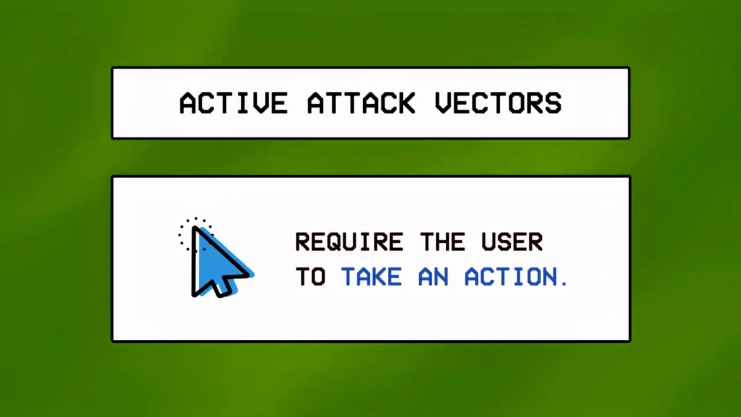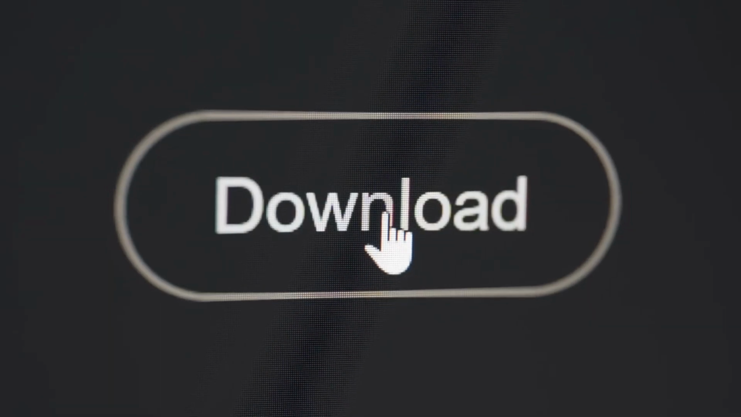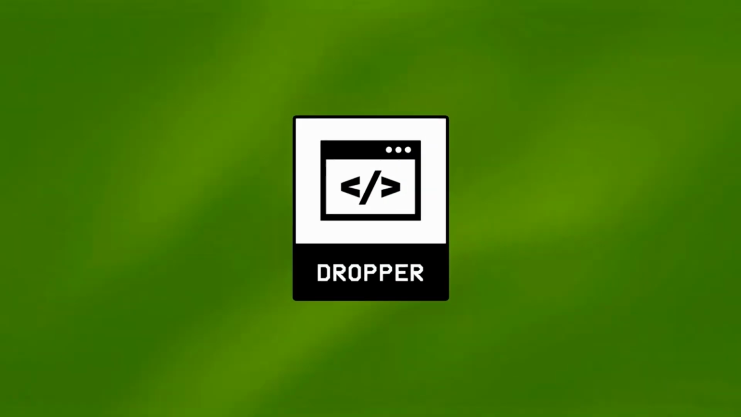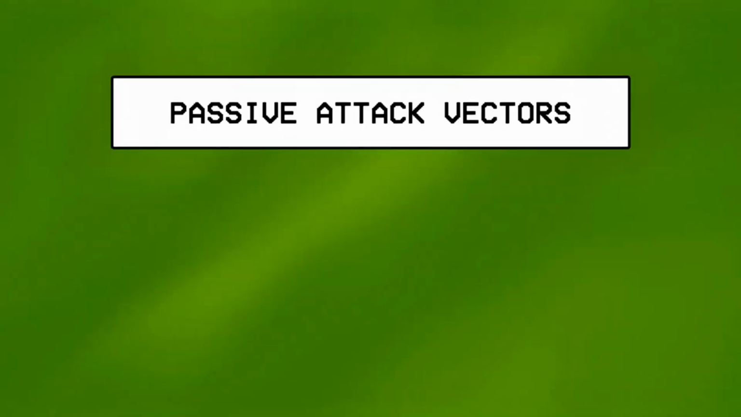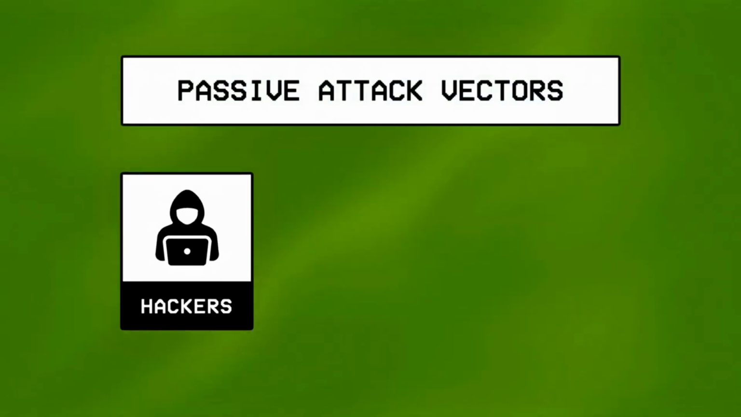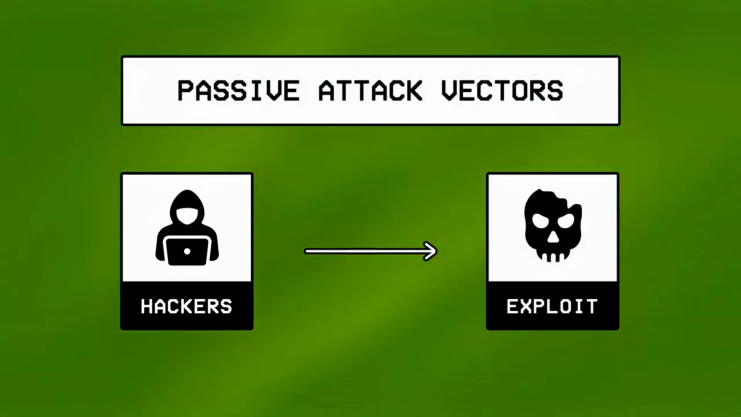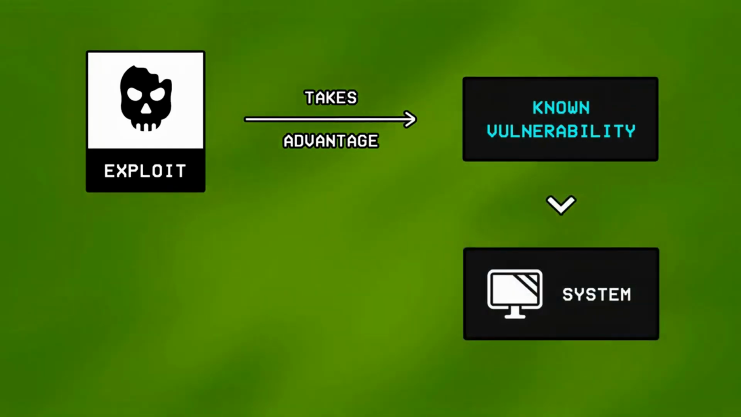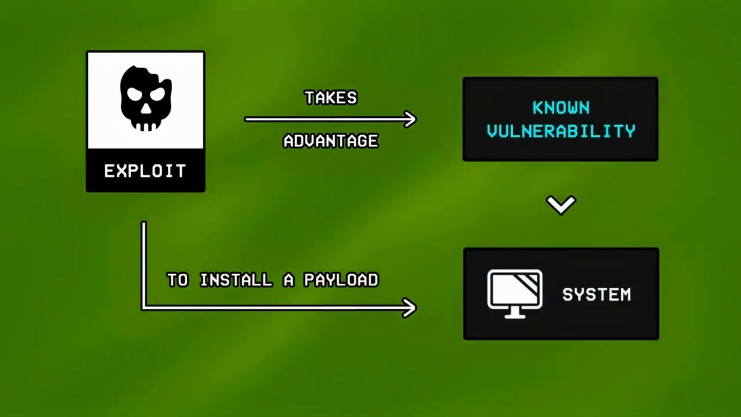Active attack vectors are the ones that require the user to take an action, like clicking on a link or plugging in a malicious USB, and this is where hackers often use a dropper, like the ones we covered up until now. Passive attacks on the other hand compromise a system without the user doing anything, and in this case, hackers usually use something called an exploit instead of a dropper, which basically is a small piece of code that takes advantage of a known vulnerability in a computer system to install a payload on that system.